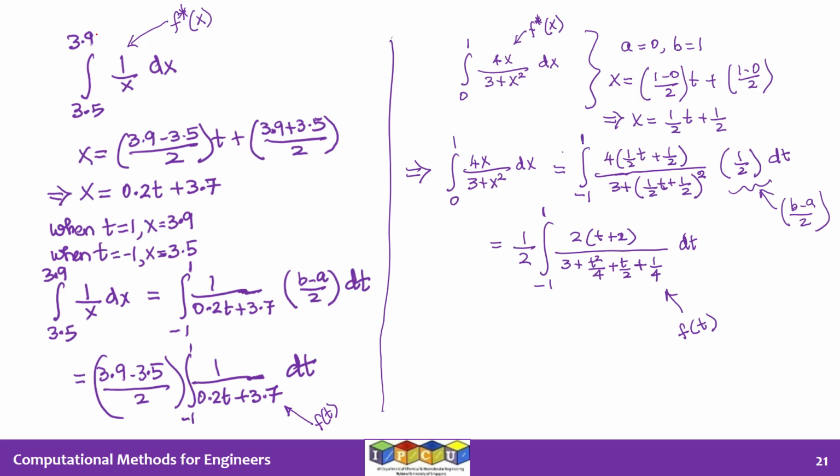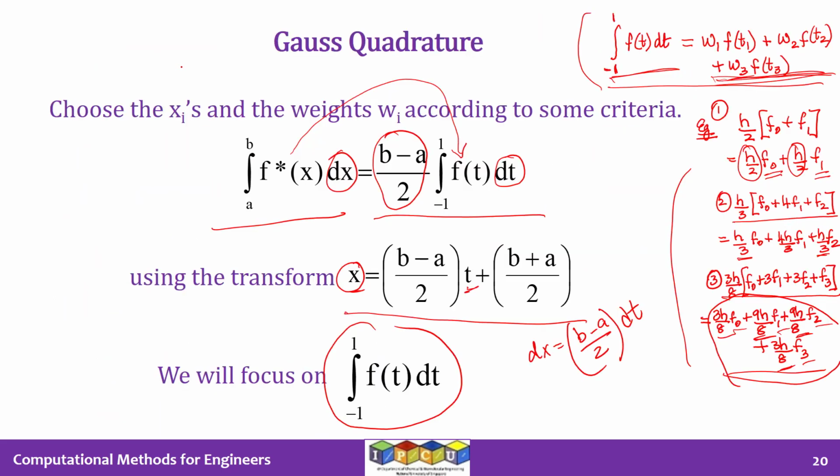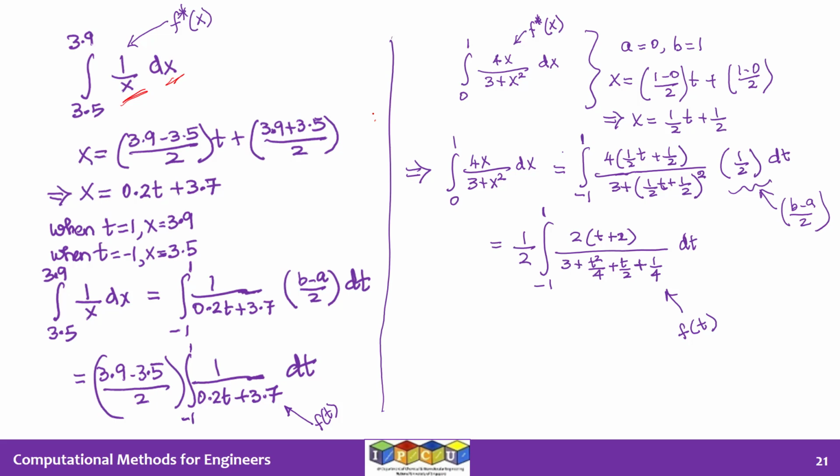Always the teacher does the easier things and we leave the difficult things to students because that is what makes you learn. In any case, f star of x in this case is 1 by x and then dx. This matches with what we have on the left hand side, right? Some integral: a is 3.5, b is 3.9, f star of x is 1 by x and we have dx. So what is the transformation I'm going to use?